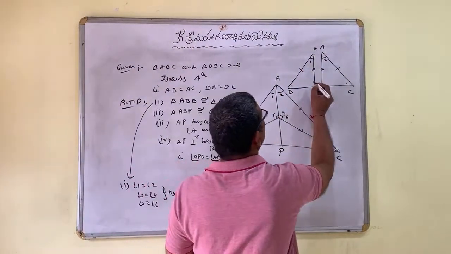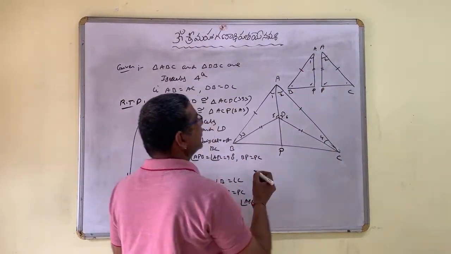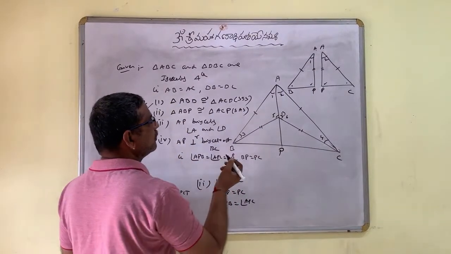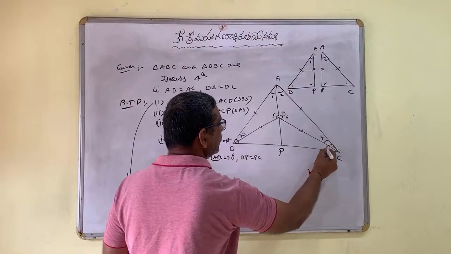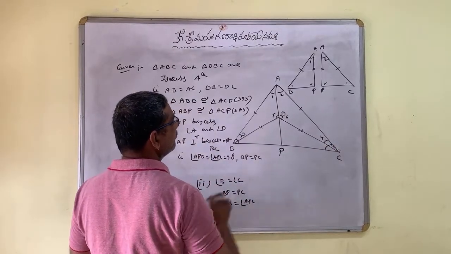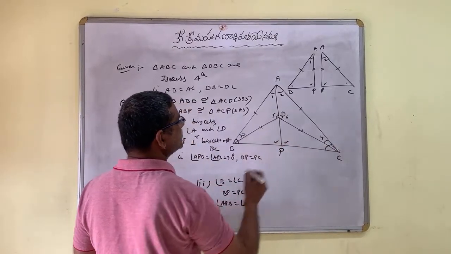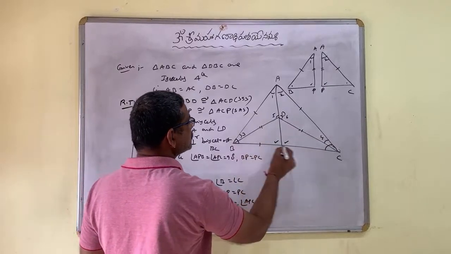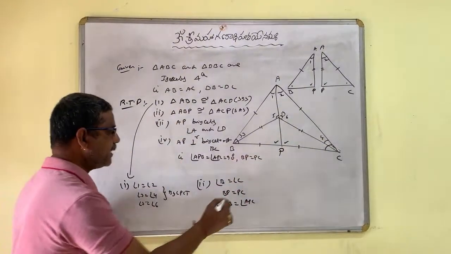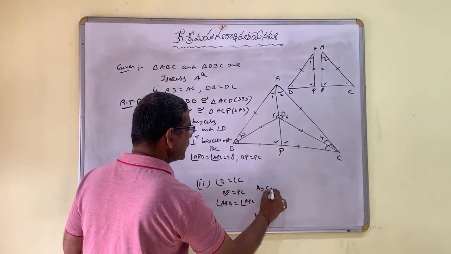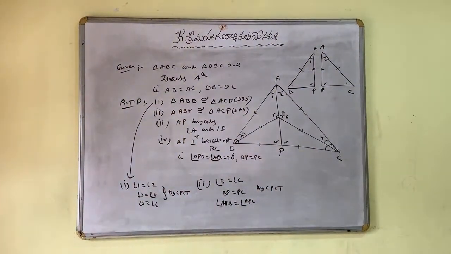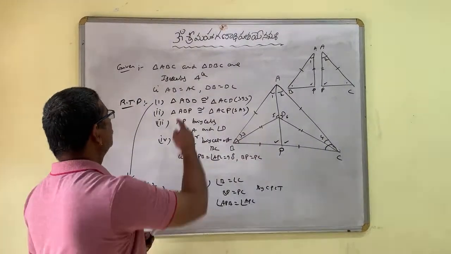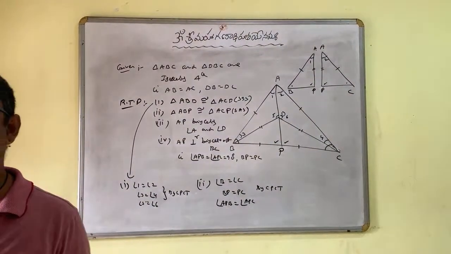APB, this one. These two angles are equal. So from the combined figure, this angle is equal to this angle, and these two sides are equal by CPCT. Right. So part 2 is done. Now third one.